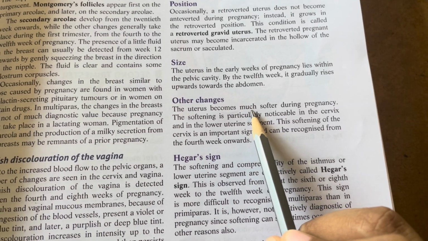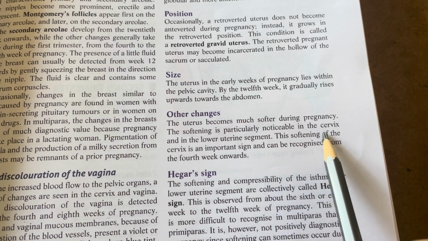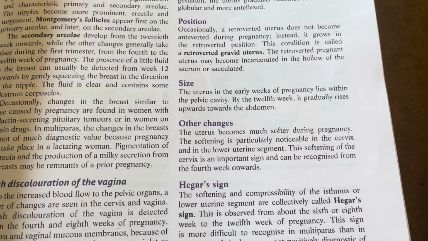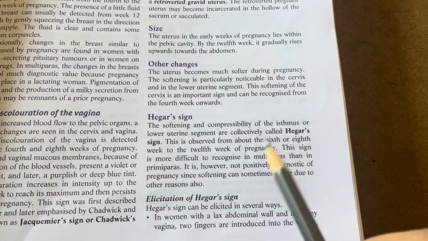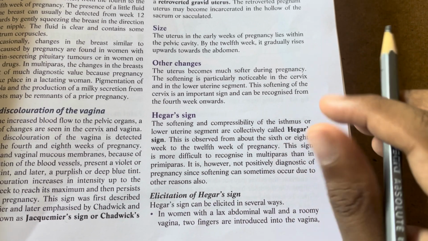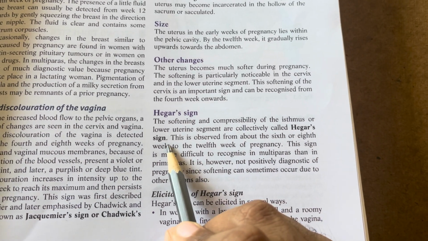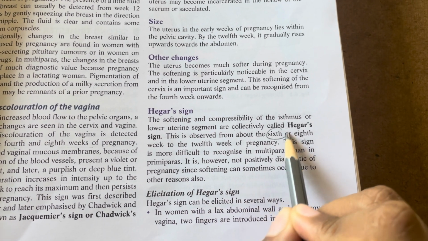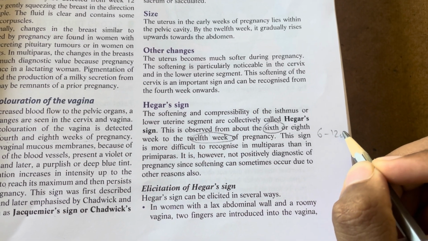Other changes: the uterus becomes softer during pregnancy, especially in the lower uterine segment and the cervix. Softening of the cervix is Goodell's sign. Then you have something called Hegar's sign. It is the softening and compressibility of the isthmus or the lower uterine segment, collectively called Hegar's sign. It is observed from the 6th week to the 12th week of pregnancy.